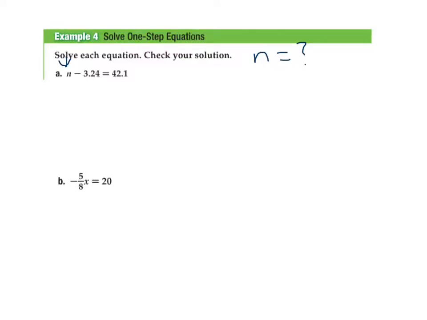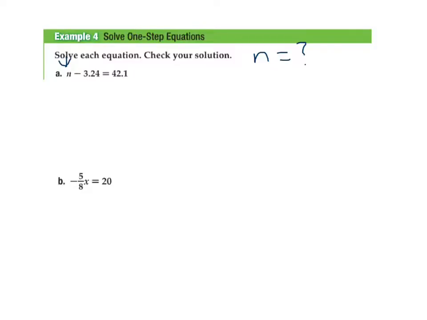So we're going to look at this and say, okay, just like we saw in the equality properties that we just looked at for addition, subtraction, multiplication, and division, we have ways where we can isolate a variable. So sometimes I like to talk about this as what in the problem is being done to the variable. Well, in this case, the variable n is having 3.24 subtracted away from it. So we kind of want to undo that subtraction by doing that inverse operation.